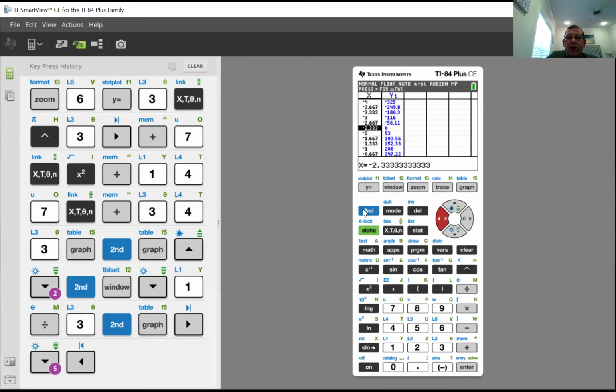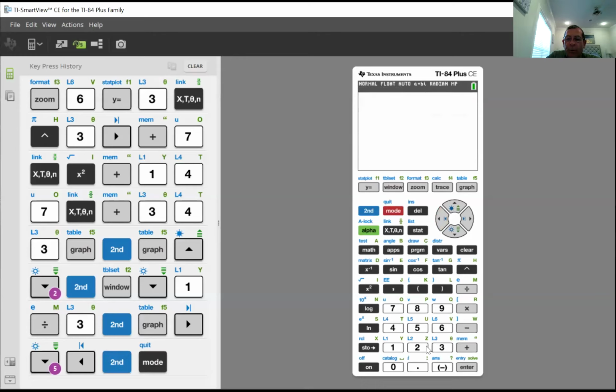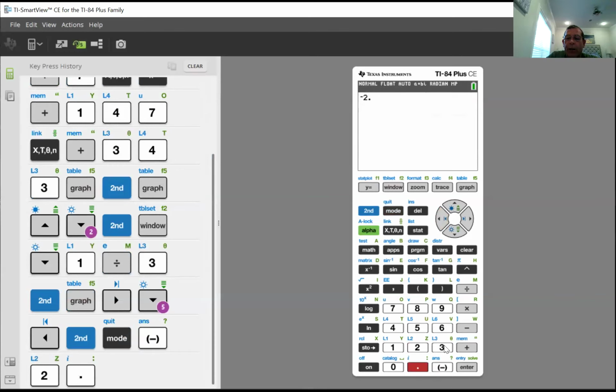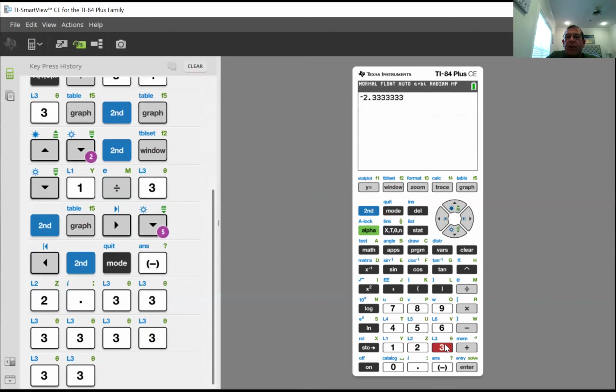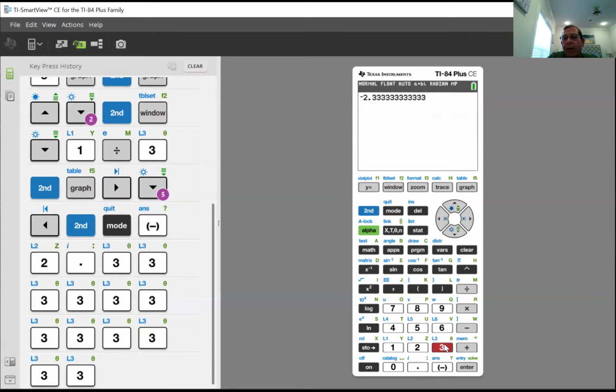So I know it's -2.333. So I'm going to punch that in. -2 point. And you got to have enough 3's for it to change it for you. So that should be enough. I'm going to hit math and enter twice and turn that into a fraction. I get a -7/3. That's the first 0 I'm going to check now, okay?